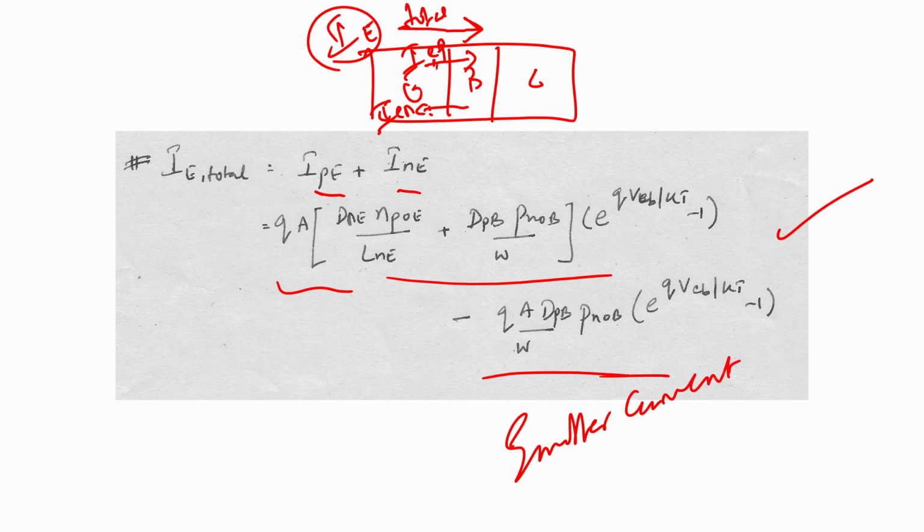Remember this is being done in any mode. We have not said that VEB is forward biased or is greater than 0 or VCB is less than 0. This is true for saturation, cutoff, active, it does not matter. We will later on adapt the values for this and see which terms dominate. So, this is a very general derivation.